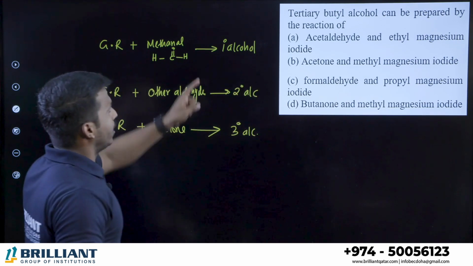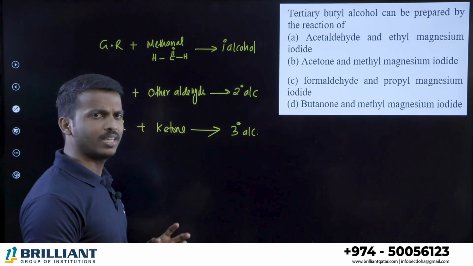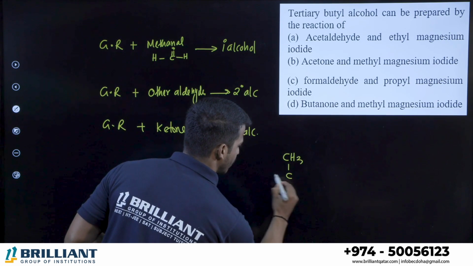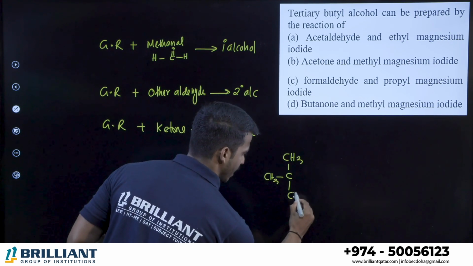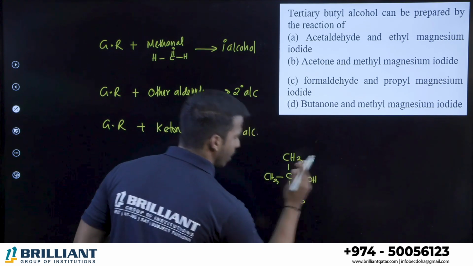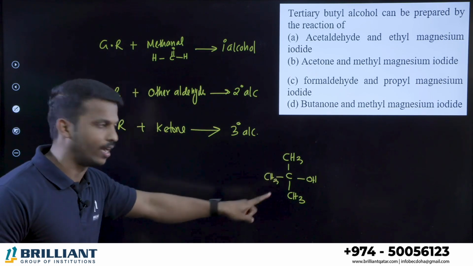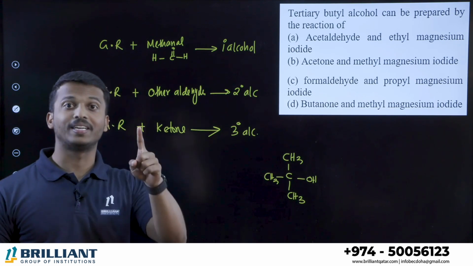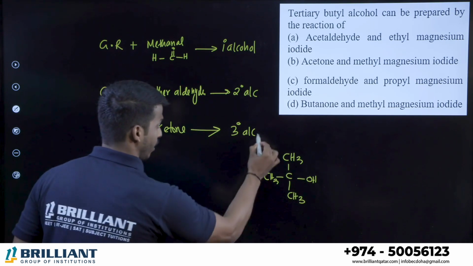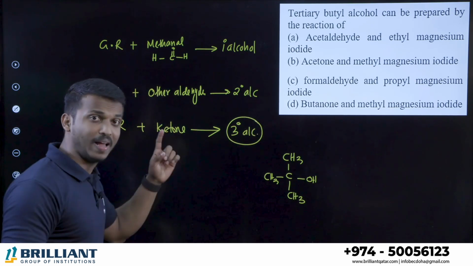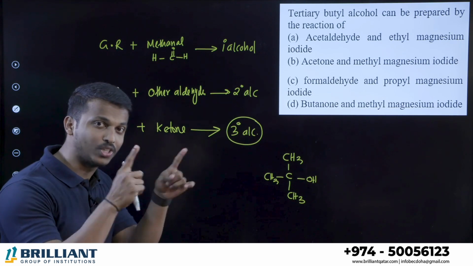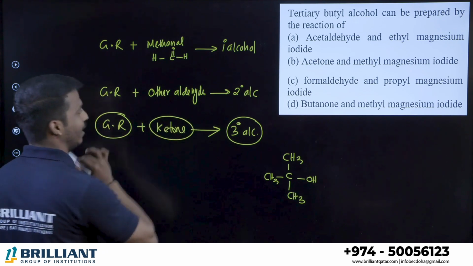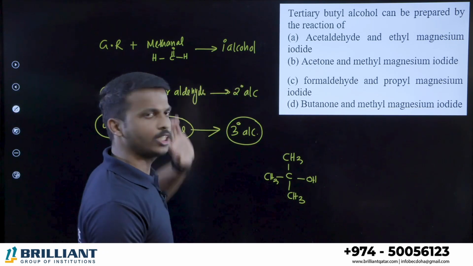Now, tertiary butyl alcohol. What is tertiary butyl alcohol? You know, this is the tert-butyl group with an alcohol, and it is called tertiary. It is a tertiary alcohol, right? Because the OH-connected carbon is directly connected to 3 carbons. So, if you want to get a tertiary alcohol, what should react, dear all? A Grignard reagent should react with a ketone. Okay. Is option A possible?